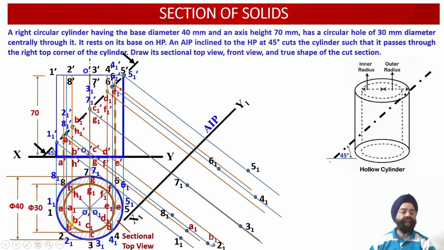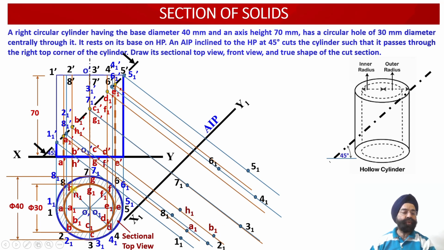Similarly, we have got point B1 over here. We'll measure the distance of point B1 from the XY reference line. Now this is the projector line emerging through the point B1 dash. So onto this projector line, same distance ahead of the plane, we have marked it out over here. So point B1 has been evaluated into the top view projections over here.